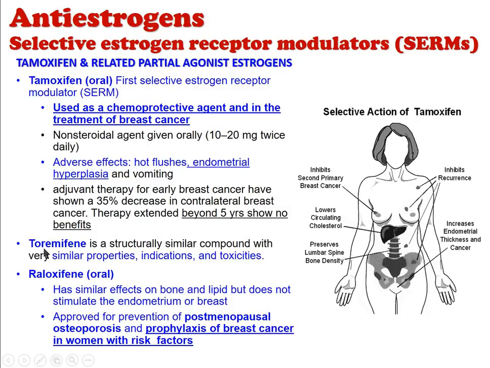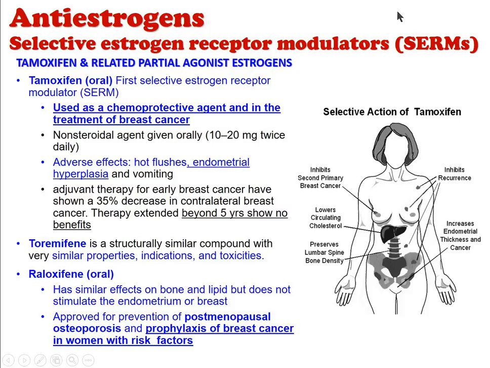We have another drug, toremifene, which is exactly similar to tamoxifen. But look at this drug, raloxifene. It has good effects on bone and lipids, but it does not stimulate endometrium or breast. So this is a good treatment, or it could be given as prophylaxis for breast cancer in women who have high risk factors, especially postmenopausal women. The bottom line is that these drugs give you the good effects without the bad effects.